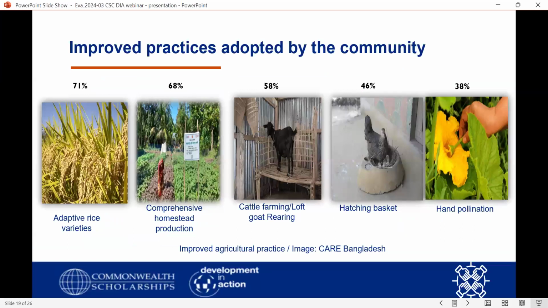I have already shared with you that the Chor and Haor has extreme conditions. So the rice must be water tolerant and saline tolerant. So these are the water tolerant and saline tolerant rice varieties. Then comprehensive homestead production, as it's a nutrition and food security program, is very important for a project like this. Then cattle farming or goat rearing, another popular practice used by 58% of our population. Then the hatching basket for chickens is 46%, and hand pollination is 38%.